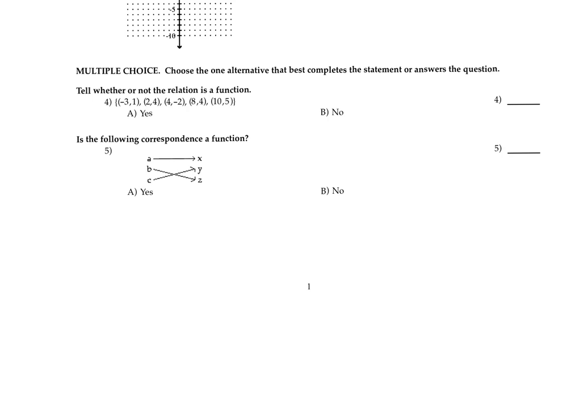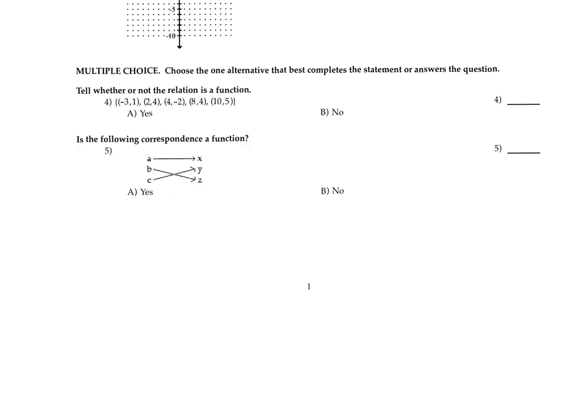Functions. Probably the one that's a little bit tricky out of all of them is the mapping ones. A goes to X, B goes to Z, C goes to Y. You could write those as ordered pairs if you want to, but you don't necessarily have to. But as long as A is not going to two things.